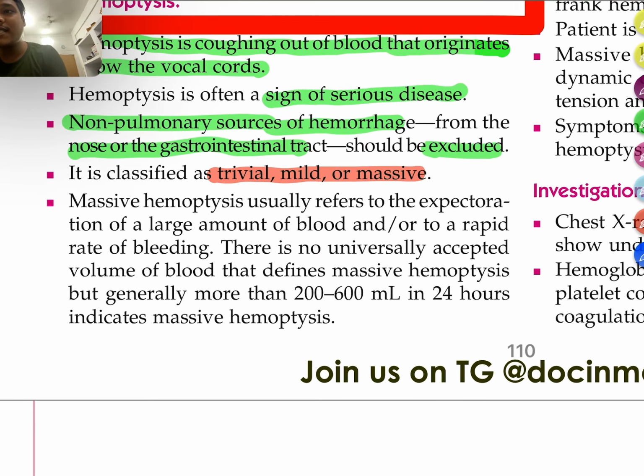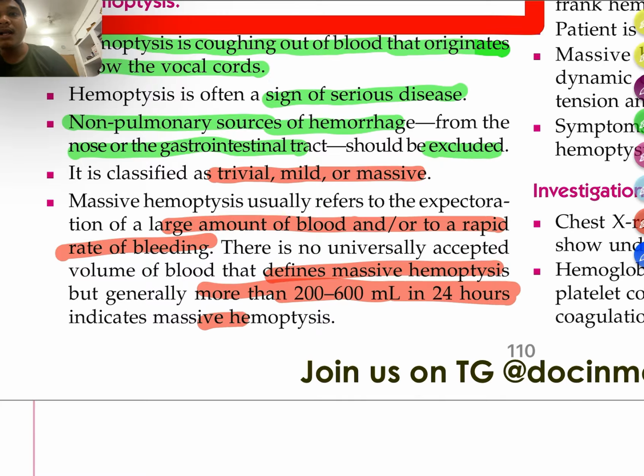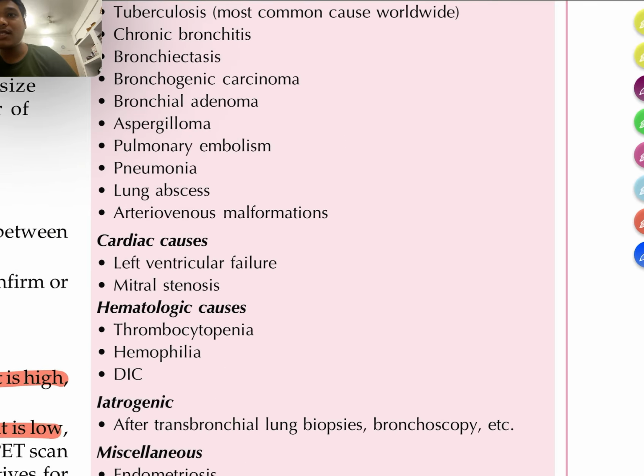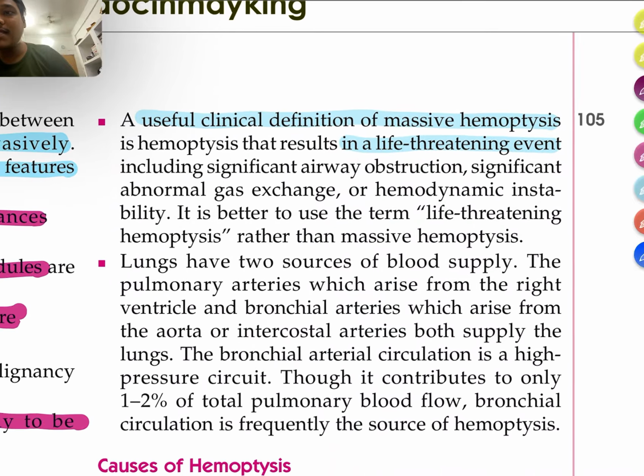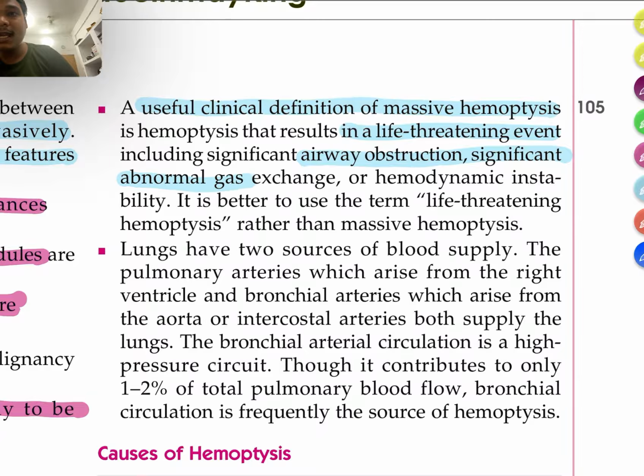What is massive hemoptysis? It refers to expectoration of a large amount of blood at a rapid rate of bleeding. There is no universal acceptance of the blood volume defining massive hemoptysis, but generally more than 200 to 600 ml in 24 hours is considered massive hemoptysis. A useful clinical definition is one resulting in a life-threatening event, including severe airway obstruction, significant abnormal gas exchange or hemodynamic instability. It is better to use the term life-threatening hemoptysis rather than massive hemoptysis.